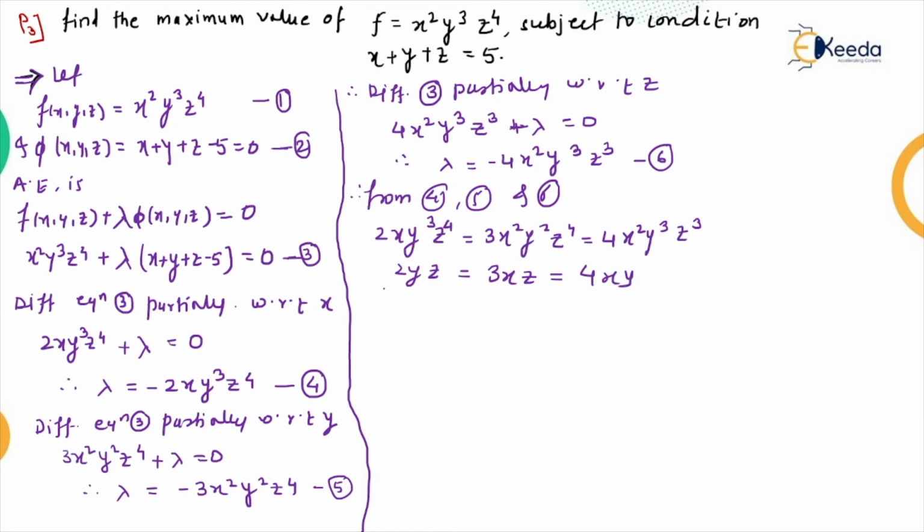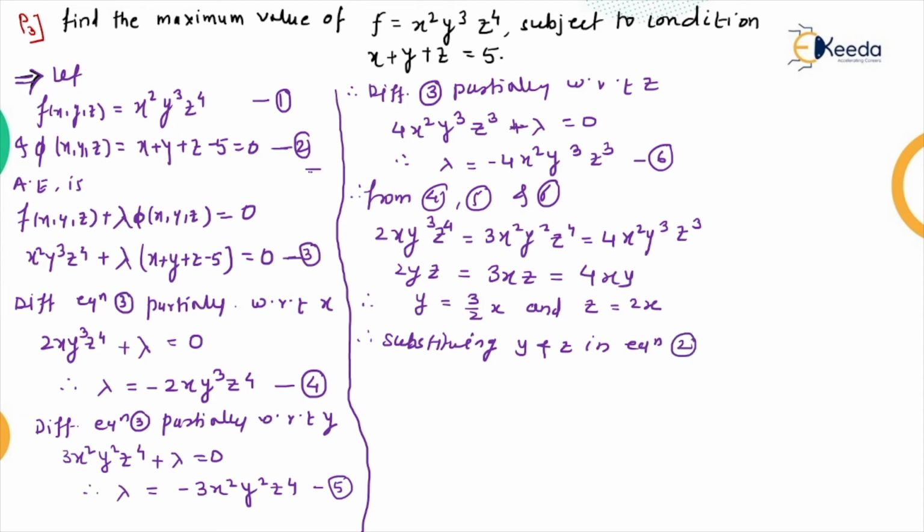Your next target is to find y and z in terms of x. Therefore comparing these first two, we get y is equal to 3 divided by 2 into x, and z is equal to 2x. Okay, and to find the value of x and z, we substitute y and z in equation 2.